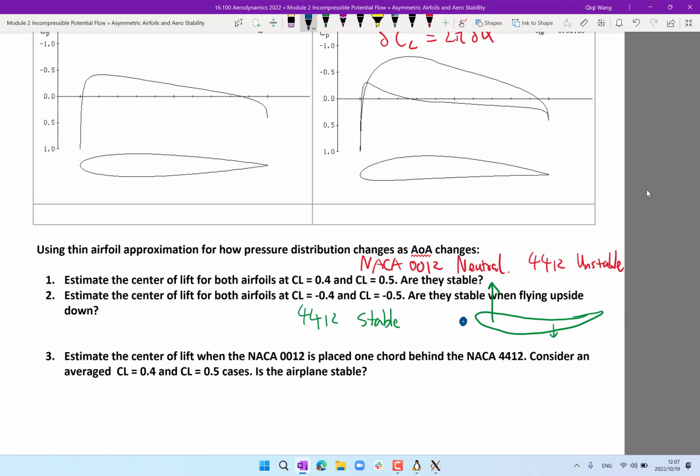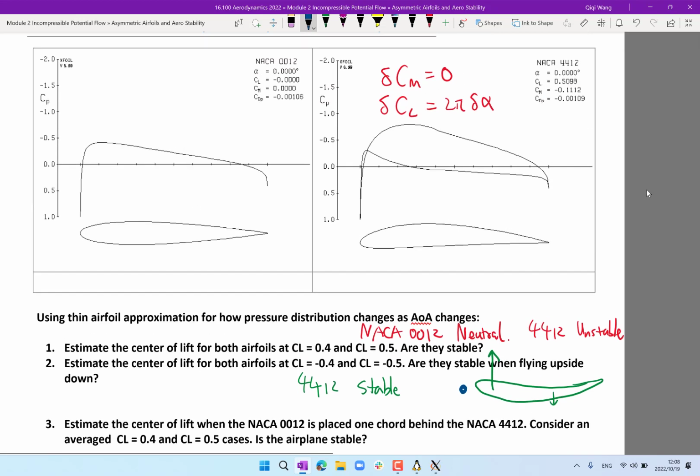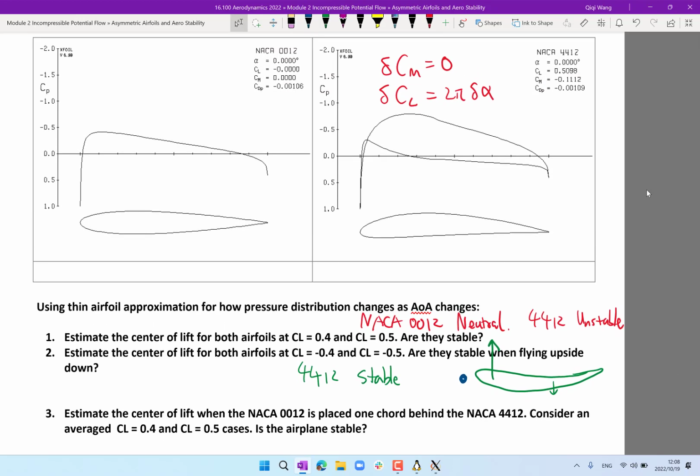Yes? Is it generally true that an unstable airfoil, when you flip it, becomes stable? Oh yeah, that's a very good question. Is it generally true? If you think about thin airfoil theory, right? Without thin airfoil theory, I don't know the answer. It may or may not be true.